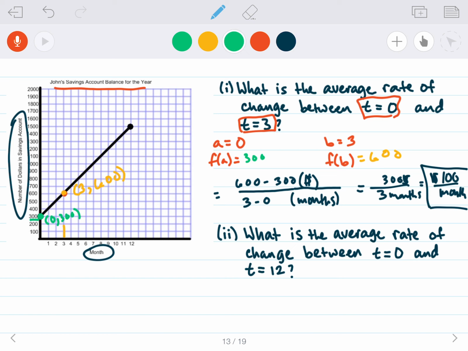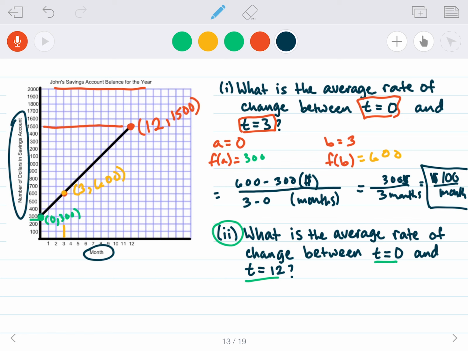All right, let's check this out. What is the average rate of change between month 0 and month 12? So now we're looking at the big shebang. We're going from month 0, so this is our starting value, month 0, all the way to our ending value, month 12. So our ordered pair here is 12, well, it looks like 1500.